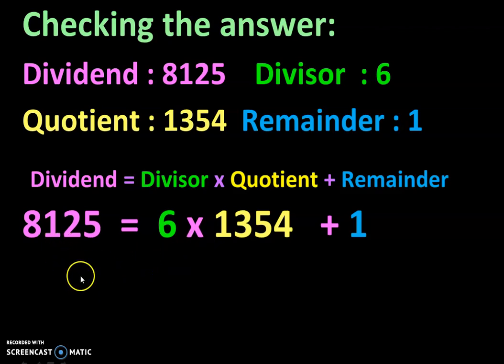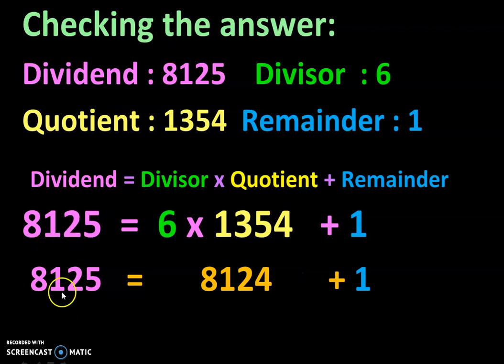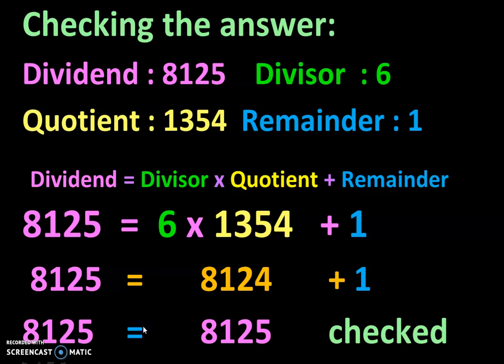This will be copied as it is, 8125, and I am going to multiply this with this. I've copied this, multiplied this with this, and I'm getting 8124, and this one I brought down. Now adding this with this, shall we see the answer? Yes, it is 8125. Here also 8125, the same dividend I'm getting. I should get the same dividend, then only my answer is right. So I'm getting the same dividend, so it is checked. My answer is right. Okay.